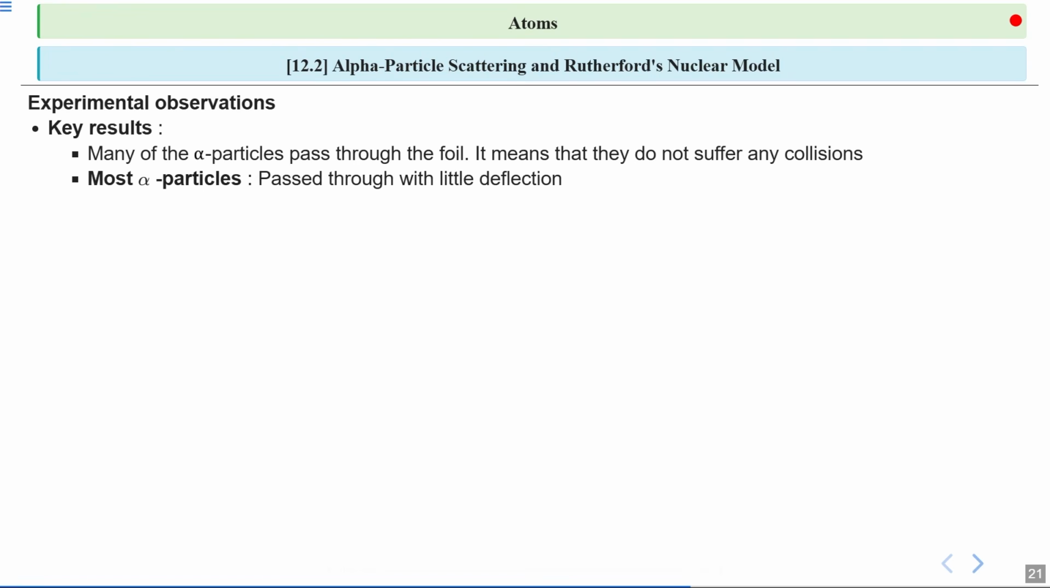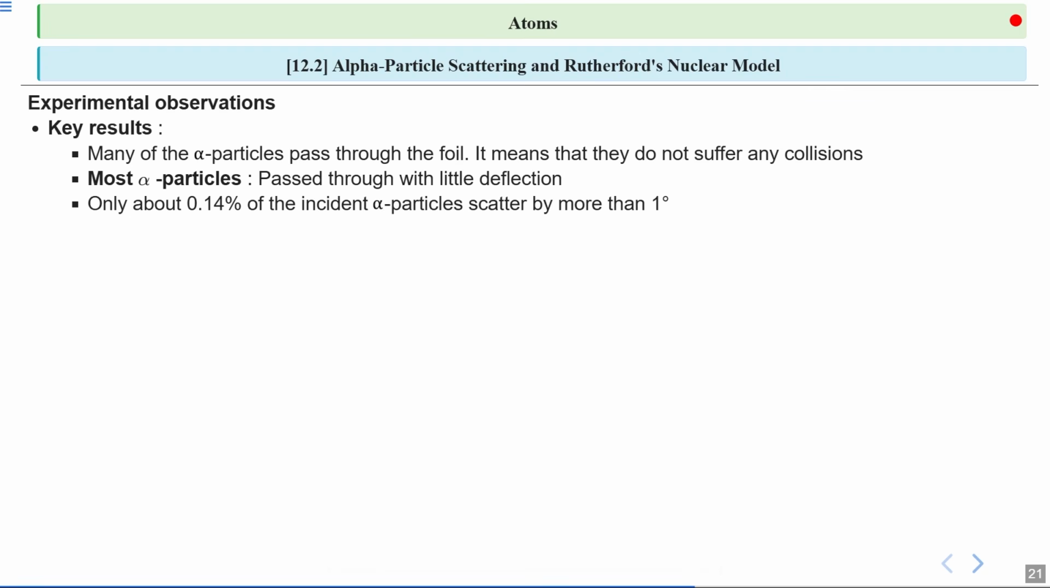Most alpha particles pass through with little deflection, which means they are deflected by small angles. Even more striking, a very tiny number of alpha particles were deflected through angles greater than 90 degrees. This is called backscattering. Imagine throwing a ball at a wall and having it bounce back at you. That's what happened to a few of these particles.